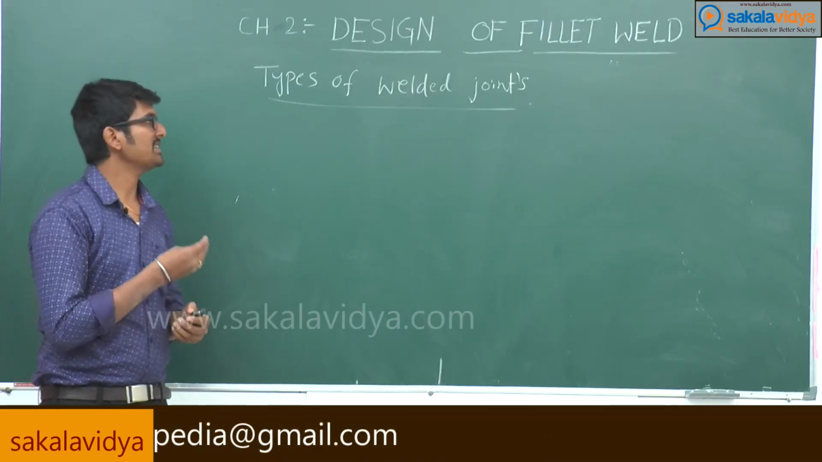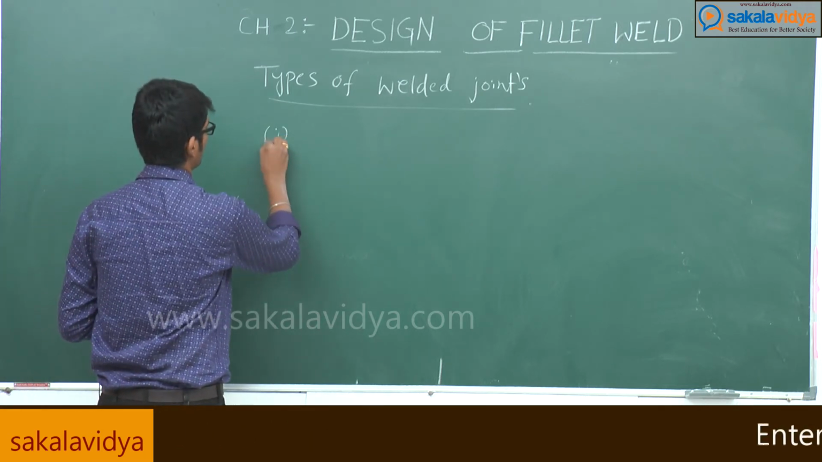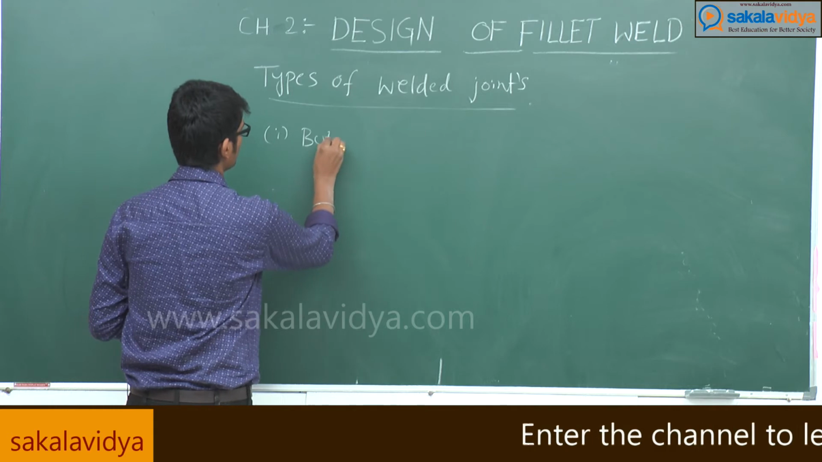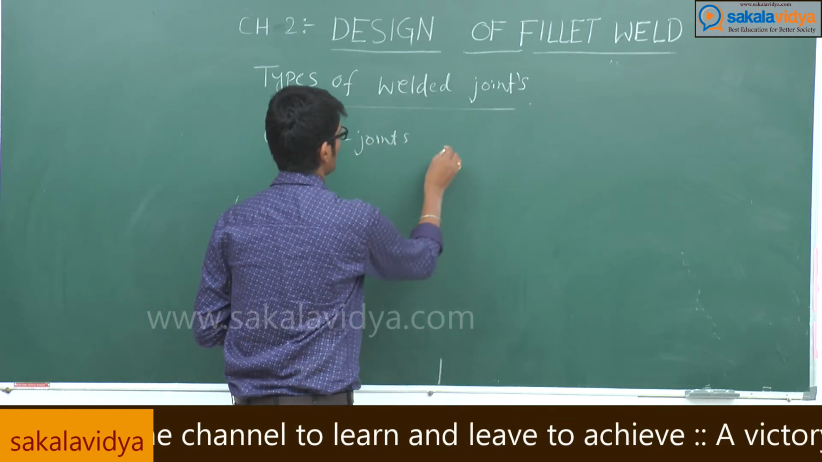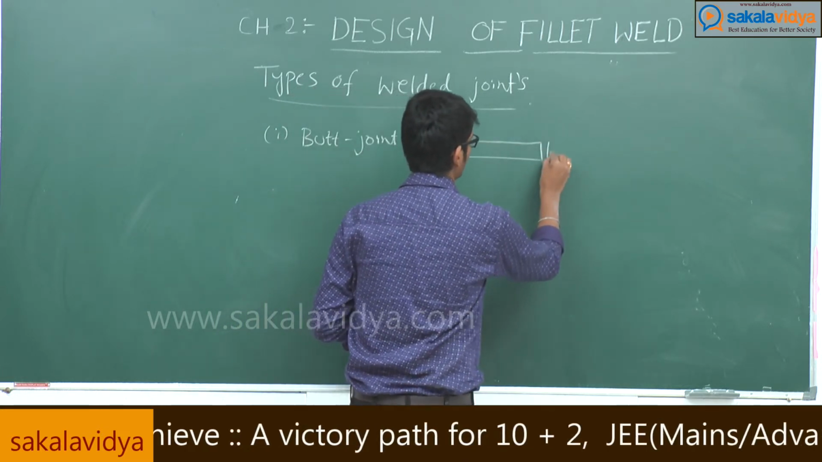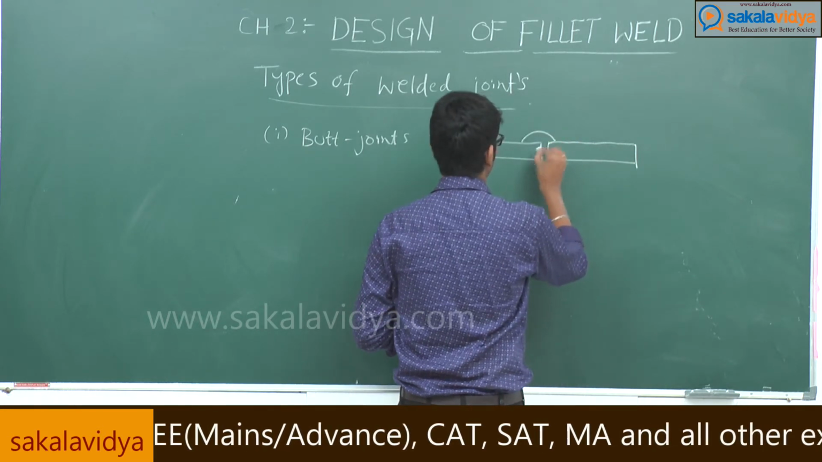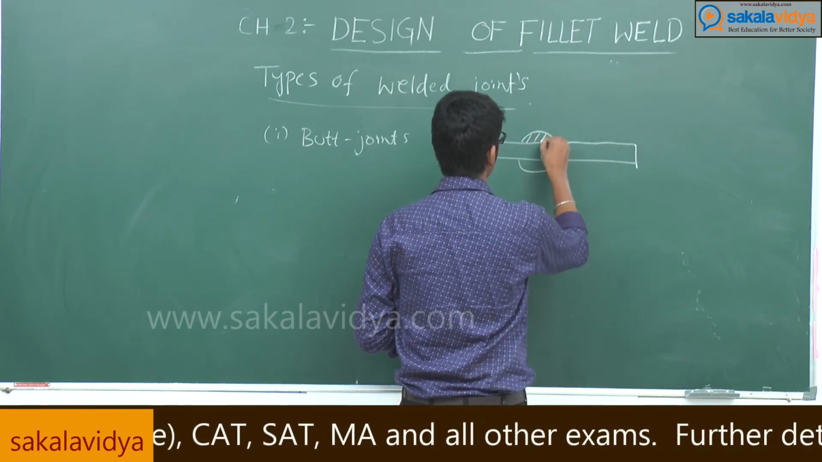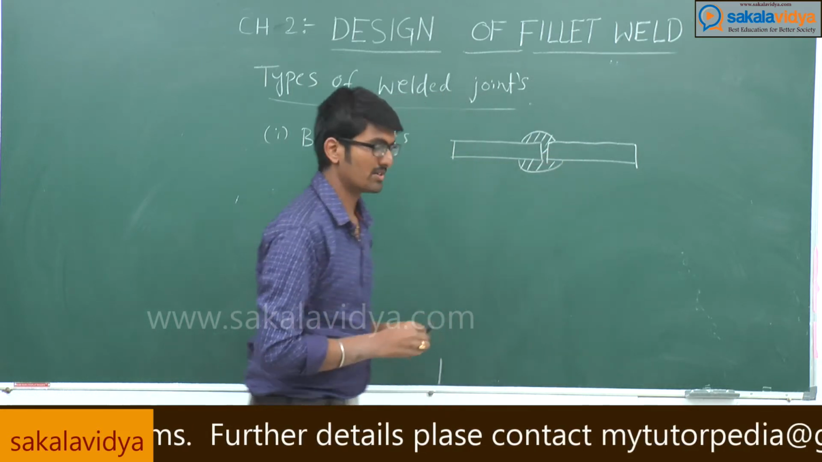Now let us see the sketches of the types of welded joints. Based upon the joints, the first one is the butt joint. When the two plates or members are welded in one plane, the same plane, that is an example of a butt joint.